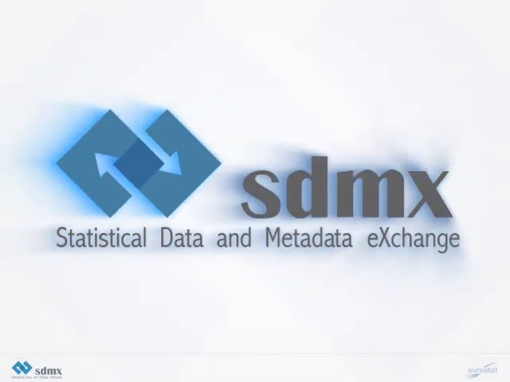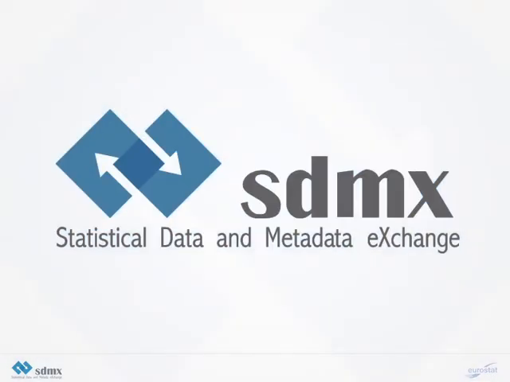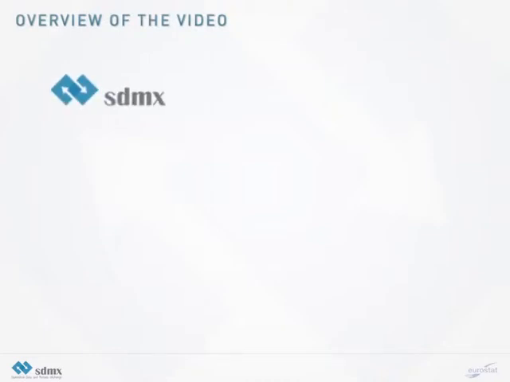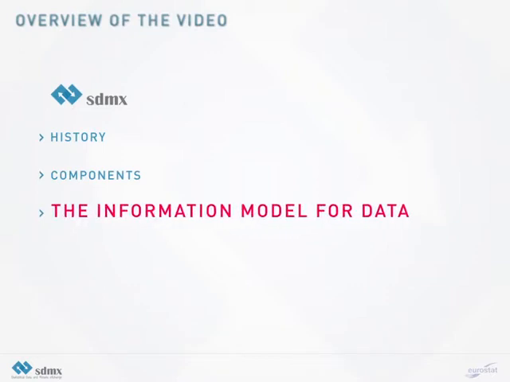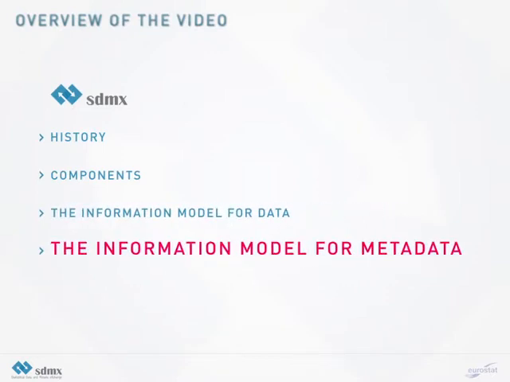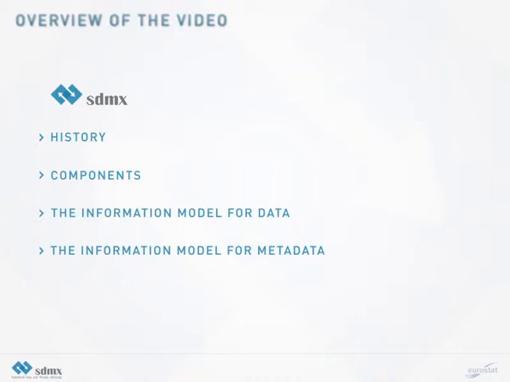This student book belongs to a set of student books which altogether provide a complete set of information to master SDMX. This student book aims at providing a general introduction to SDMX. It will look at its history, the components, the information model for data, and the information model for metadata. No specific prerequisite is needed to understand the content.